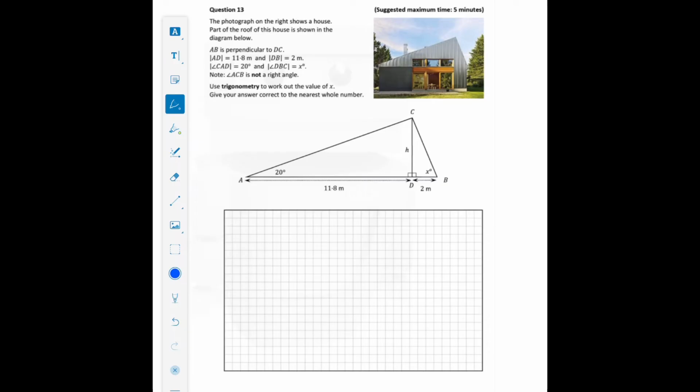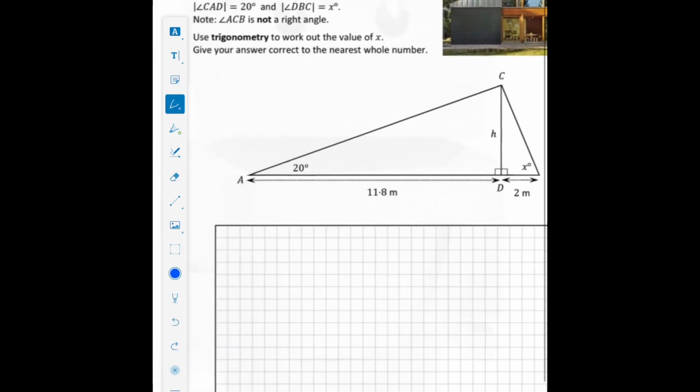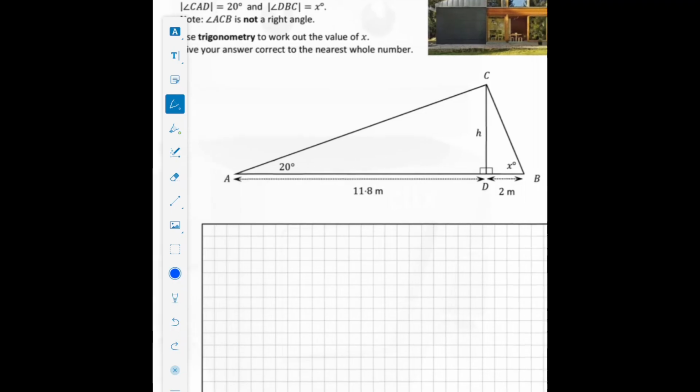Part of the roof of the house is shown in the diagram below. So really now we don't care about the house, we just care about the diagram. AB is perpendicular to DC. Okay, now we haven't seen the symbol yet. Sometimes we used to do our right angles like this. Okay, they can also be done as those little boxes there. So that we have right angles.